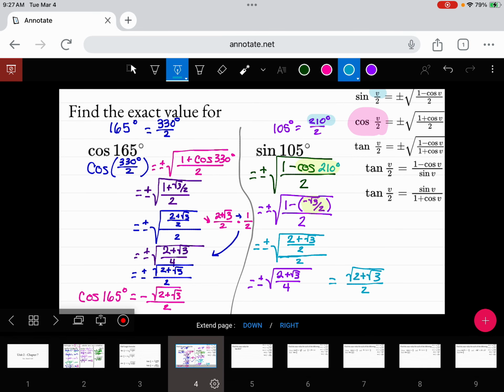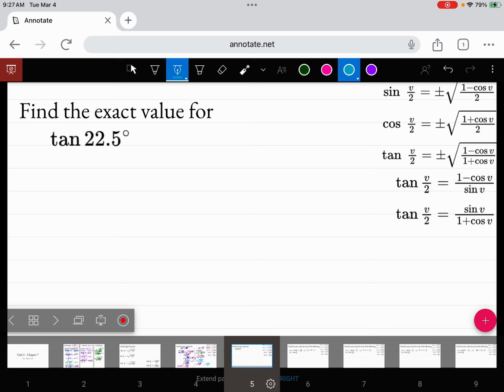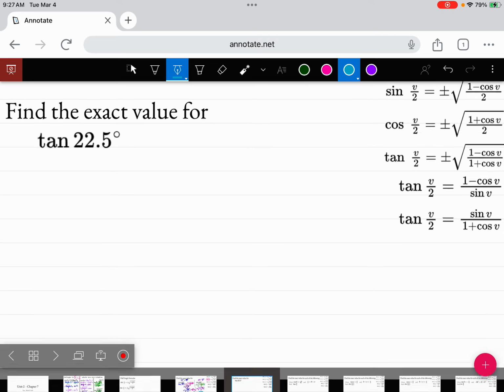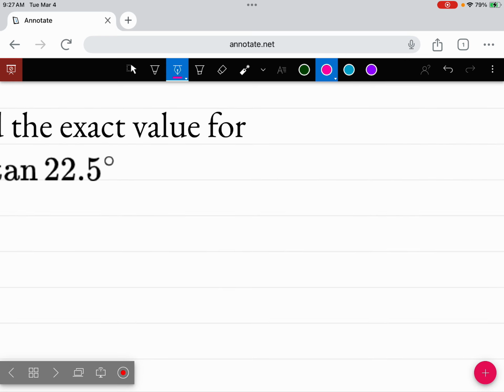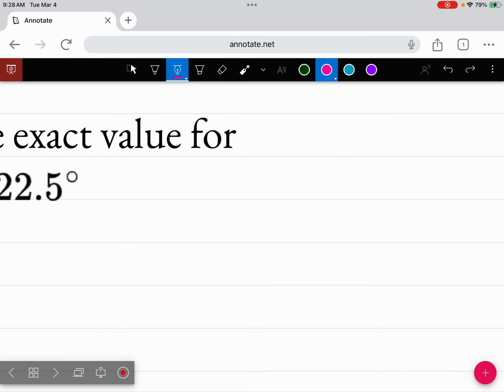Let's do one more like this, and then we'll do more like the ones we did yesterday, but using the same kind of stuff. So let's do tangent of 22.5 degrees. 22.5 is half of what? 45. So 22.5 degrees is the same thing as 45 degrees divided by 2.